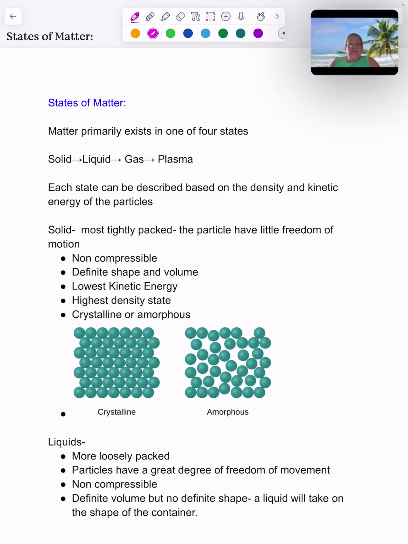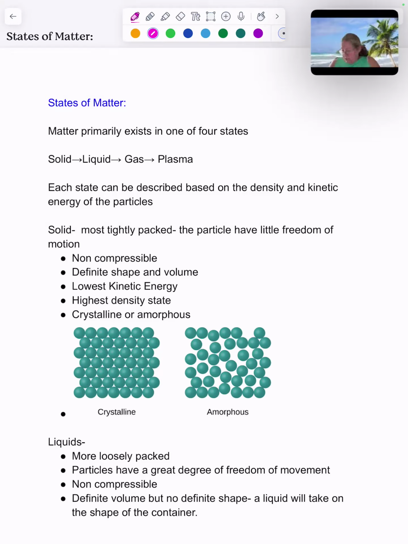Solids can be classified as either crystalline or amorphous. Crystalline solids are in a neat, orderly arrangement, whereas amorphous, the particles are a little more loosely held. This would be like a quartz, which is a crystal, or diamond, which is a crystal, versus flour or baking soda. It's just amorphous. It's there. It's a pile of the powder. The powder is a solid.